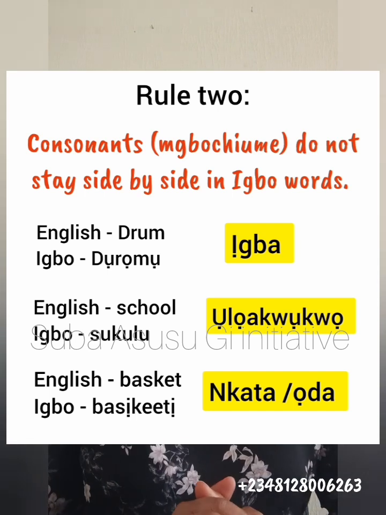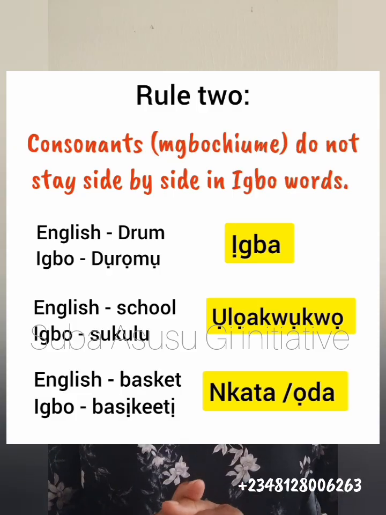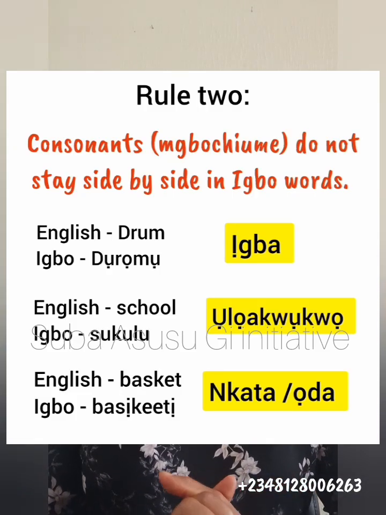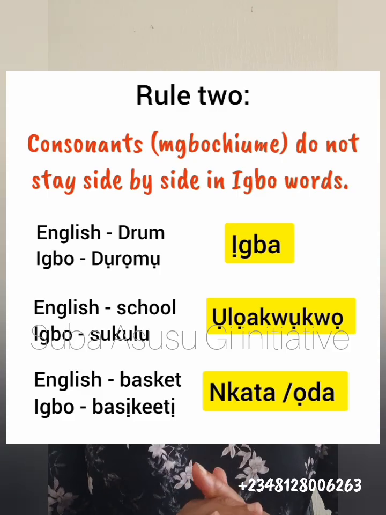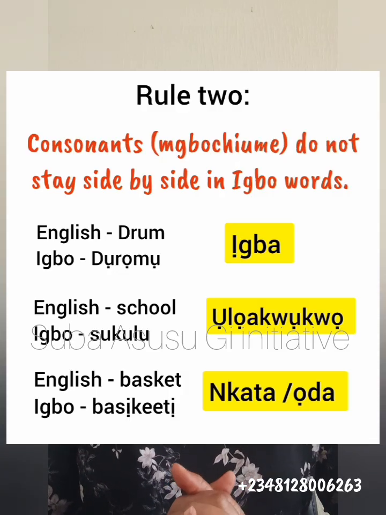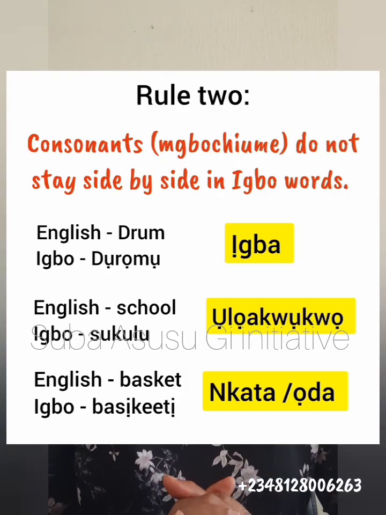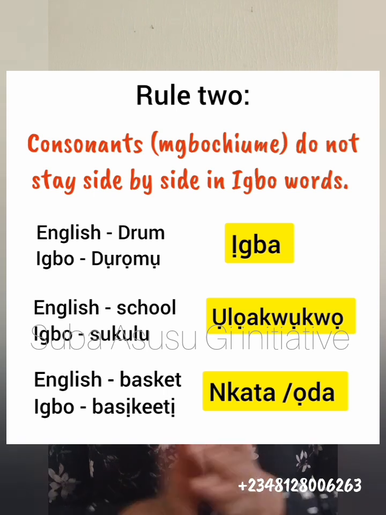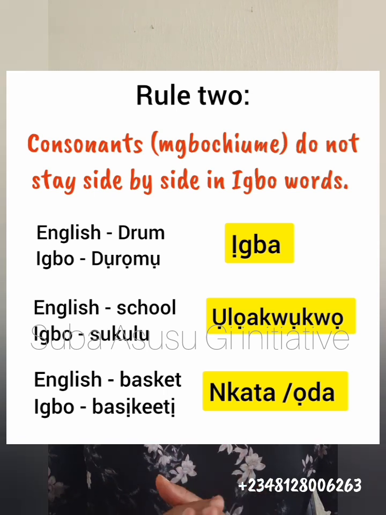Okay, I hope you understand what we are doing. So again, the rule says consonants do not stay side by side. I just gave you examples of that. So again, basket in Igbo is nkata. Nkata. Some people call it oda. Oda. Great job. Great.